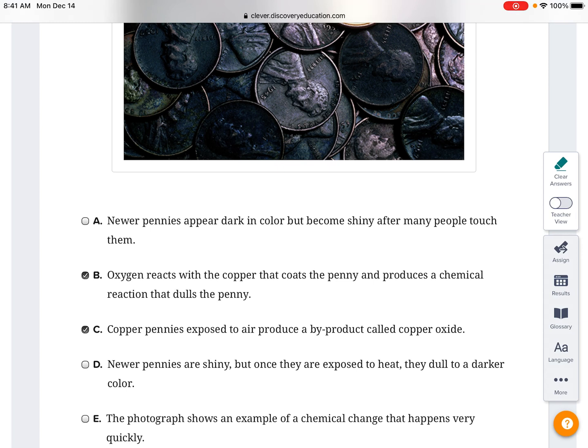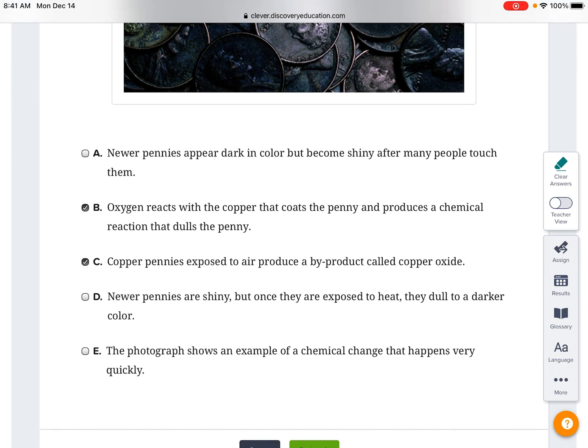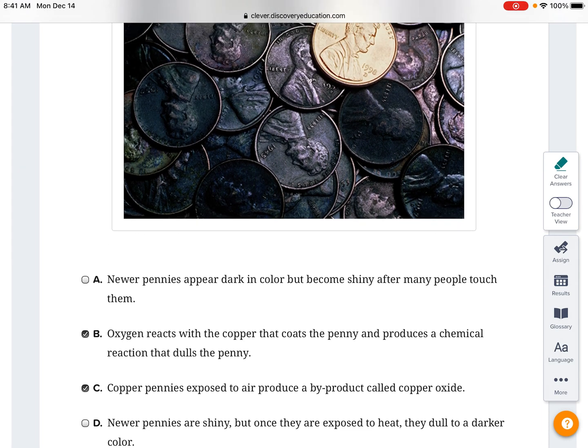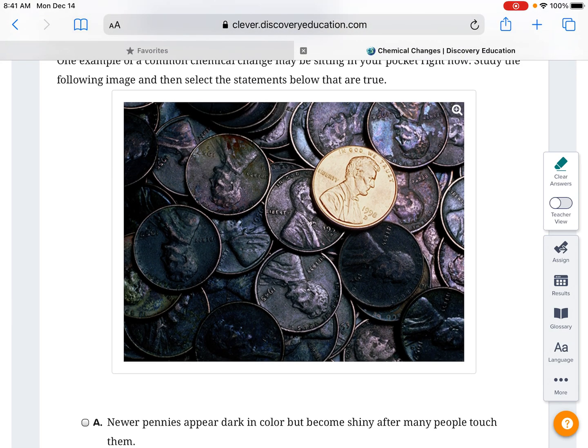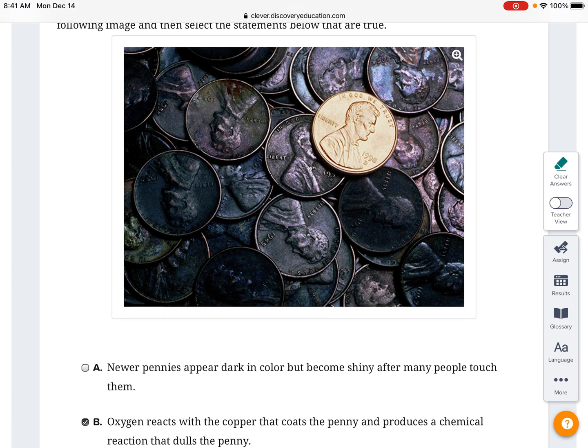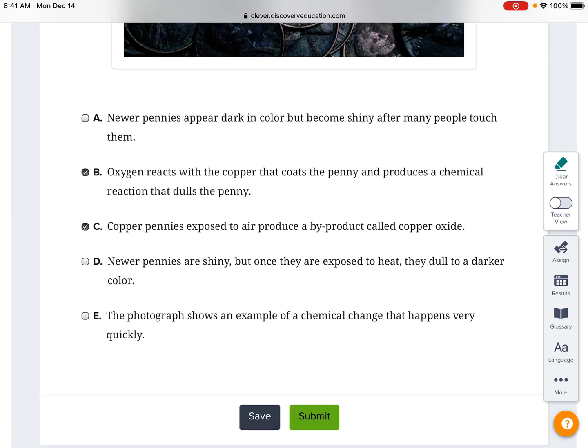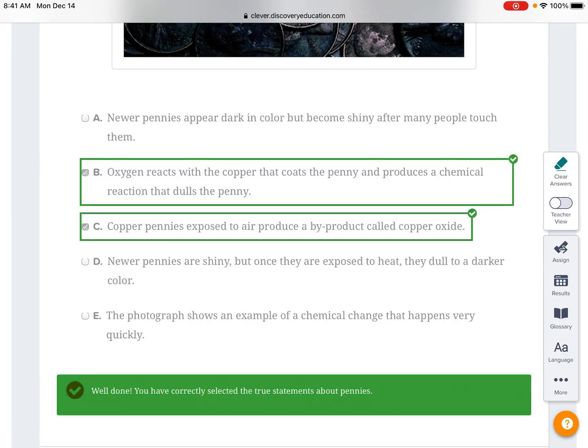Newer pennies are shiny, but once they are exposed to heat, they dull to a darker color. No. It has nothing to do with being exposed to heat. How about this one? The photograph shows an example of a chemical change that happens very quickly. Do you think that happened very quickly? No, it took lots of time for that to happen. So let's check our answers. Yes, we were correct.